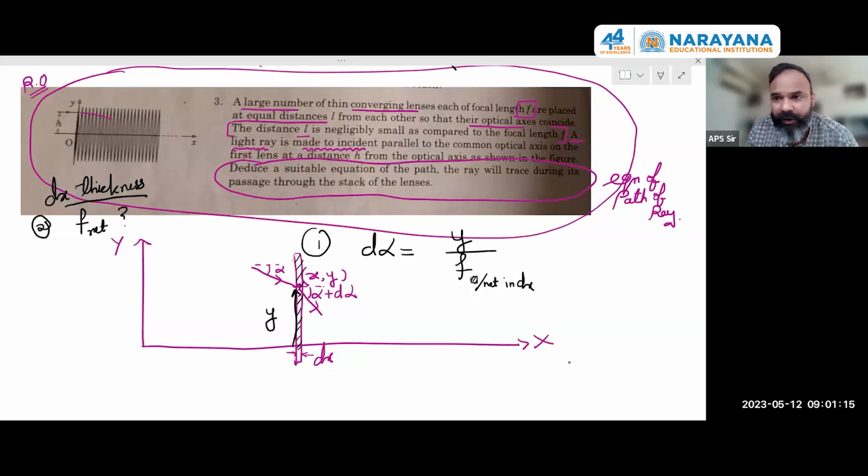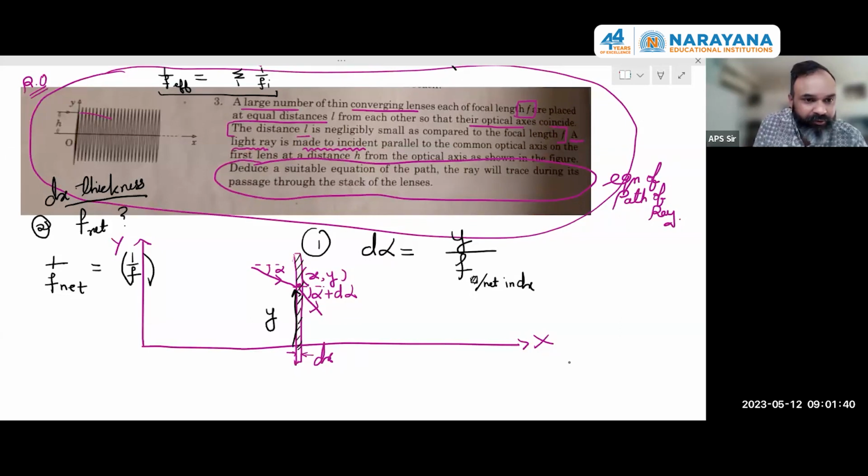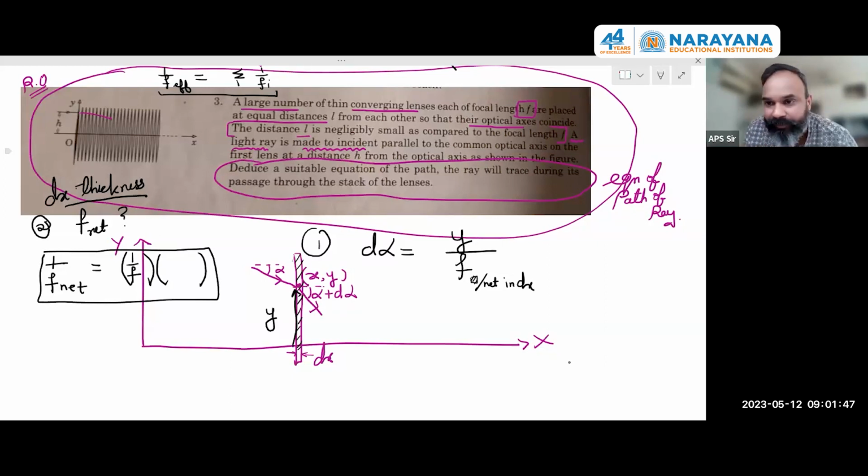Now I'll use the concept of optical power. I know if you keep lenses back to back, there's a concept that 1 upon f effective is basically the sum over i of 1 upon f i. I'll try to use this concept over that thickness of dx. So I'll say my 1 upon f net in that thickness is 1 upon f plus 1 upon f. So luckily, all the lenses are having the same focal length. So 1 upon f into the number of lenses in that small dx.